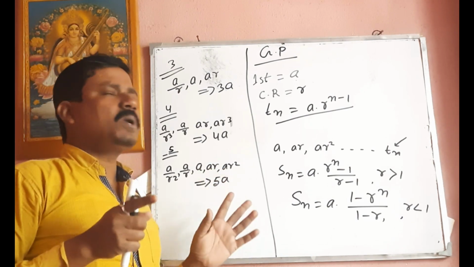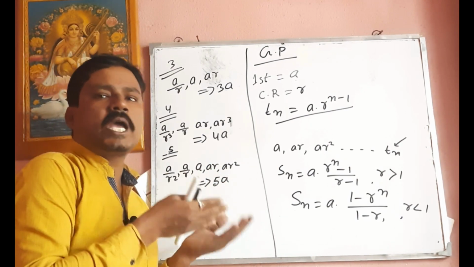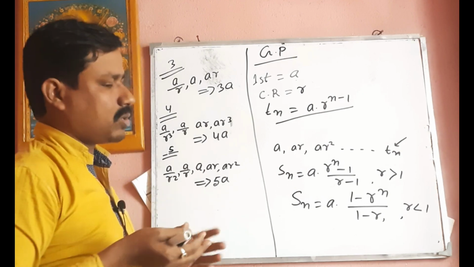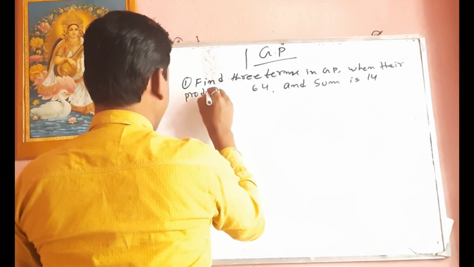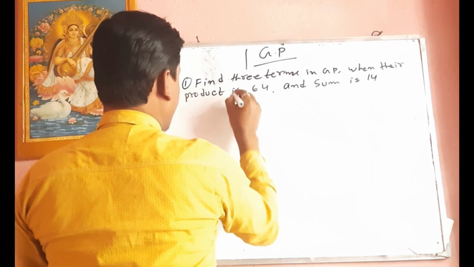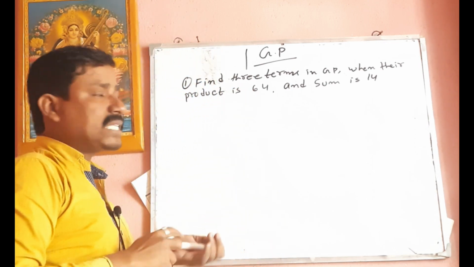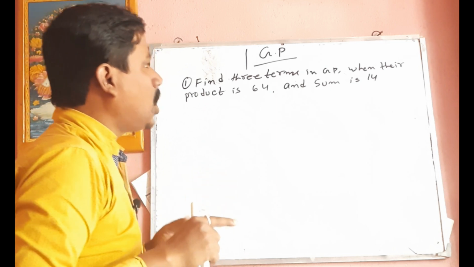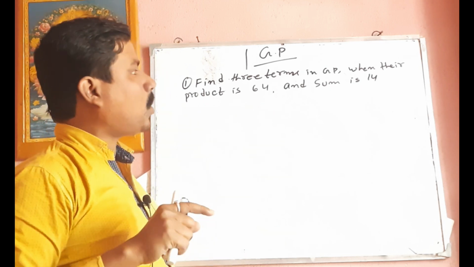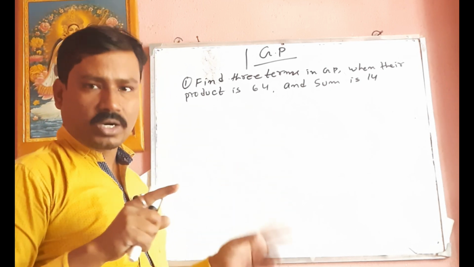So this is the complete formula section. Now we move to the example section of this chapter. Now we are discussing the first example. Find the 3 terms in GP when their product is 64 and the sum is 14.